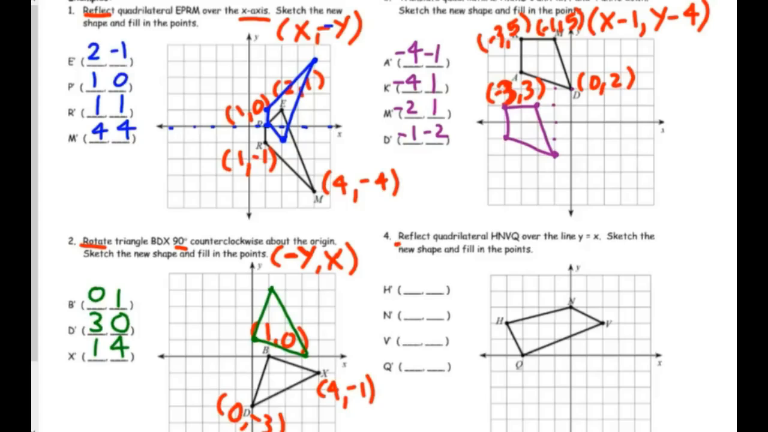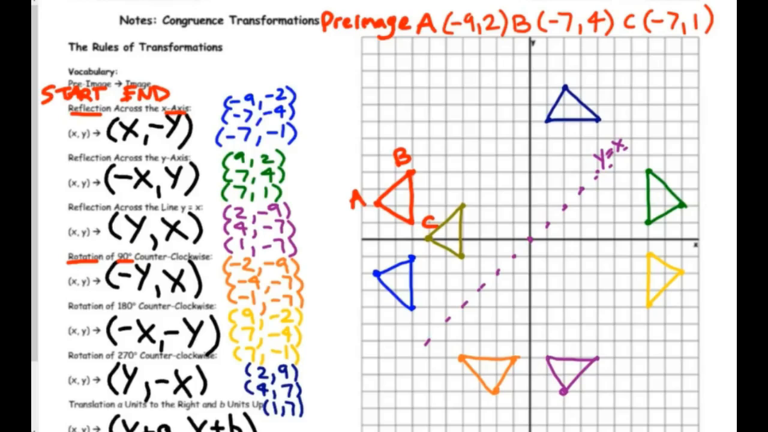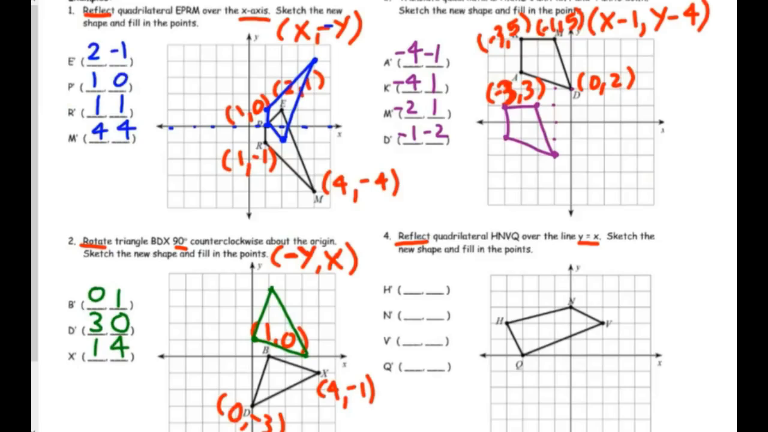Last but not least, we got number 4. We want to reflect over y equals x. If you go to the front of your notes, again, we're not talking about x-axis, we're not talking about y-axis, we're talking about y equals x. It's a diagonal line like you see over here. Y equals x. So my rule is y comma x. So let's write that down. Y comma x. All that happens is that they switch.